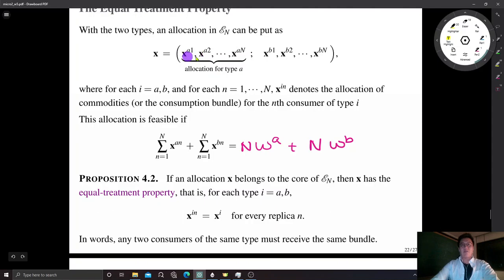So every consumer of the same type is treated equally. If allocation X is in the core, so if it has the core property, then XA1 equals XA2 all the way to XAN. So every consumer of type A is treated equally, assigned the same allocation. And the same thing applies to our consumers of type B: XB1 equals XB2 all the way to XBN.